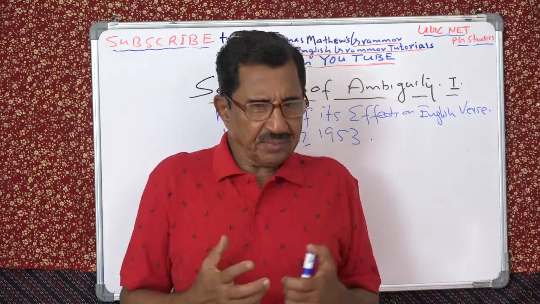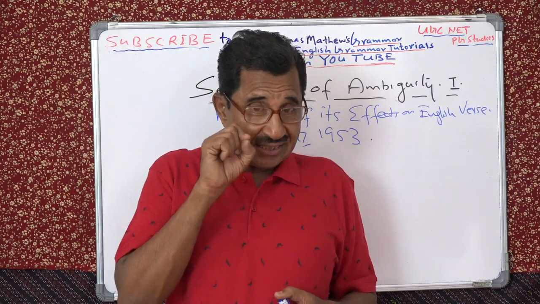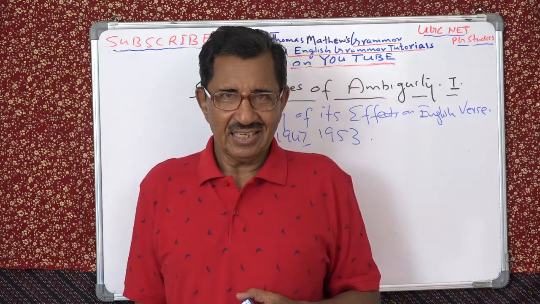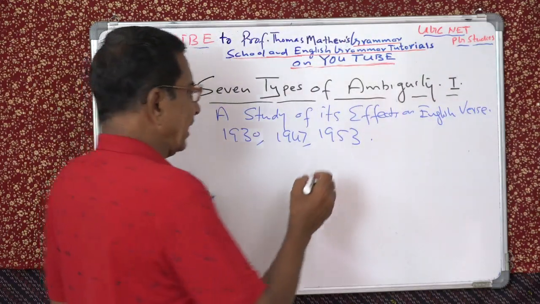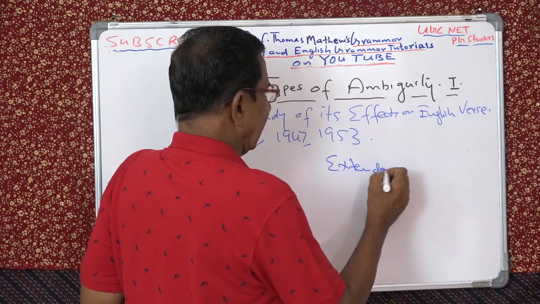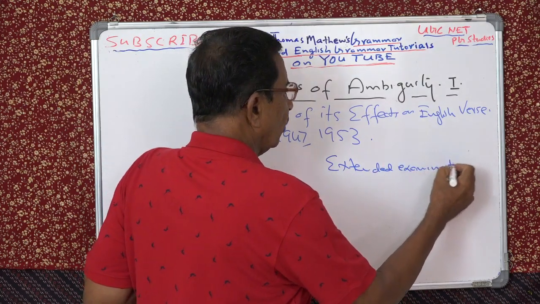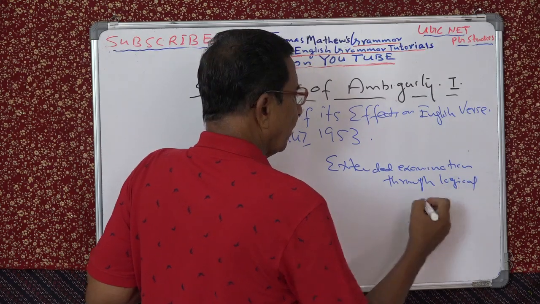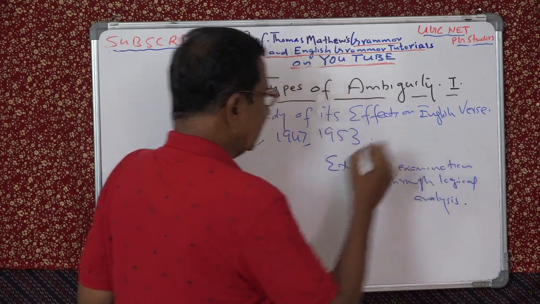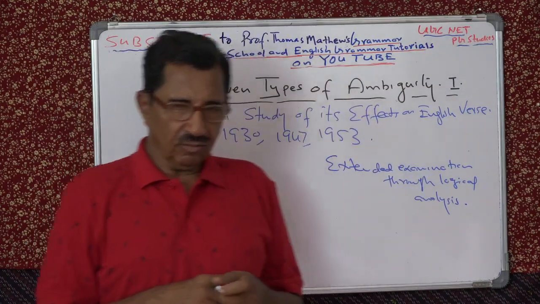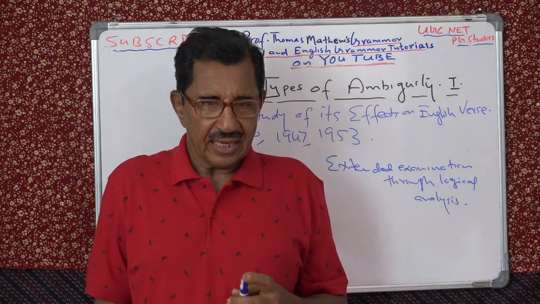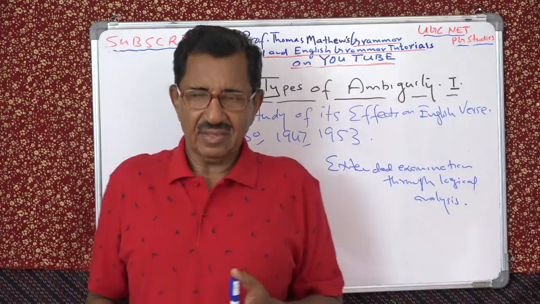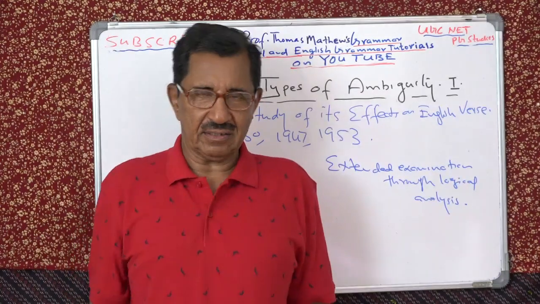See? Seven Types of Ambiguity is in fact an extended examination through logical analysis. Did you get it? It is an extended examination through logical analysis. This is what Seven Types of Ambiguity aims at. And Empson himself has said it is the belief that reason can be applied to the art, not only emotion.